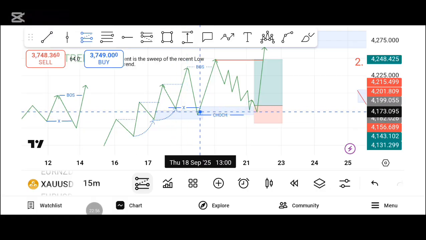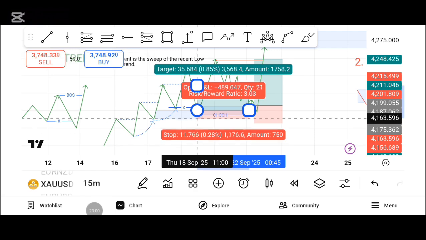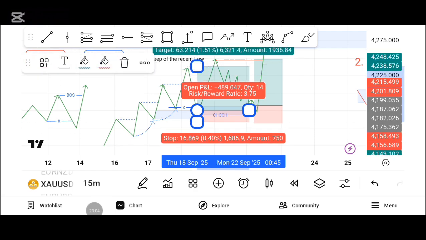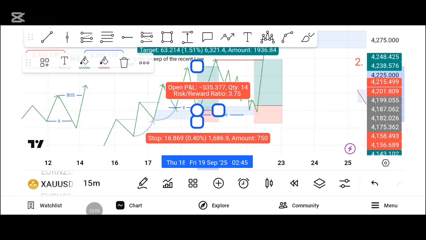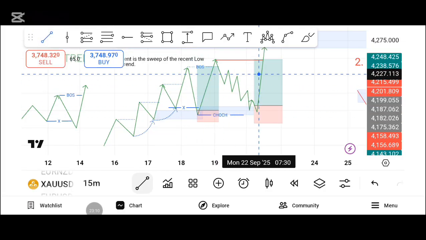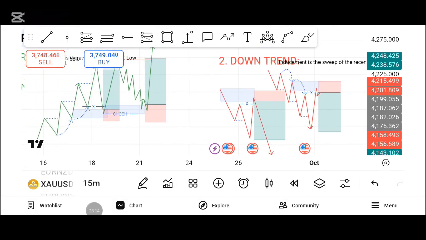So we can take an order from this POI that is here. Make a stop loss below this high and target the recent high. So this is how you could have taken this trade. Now let's go to the live chart.